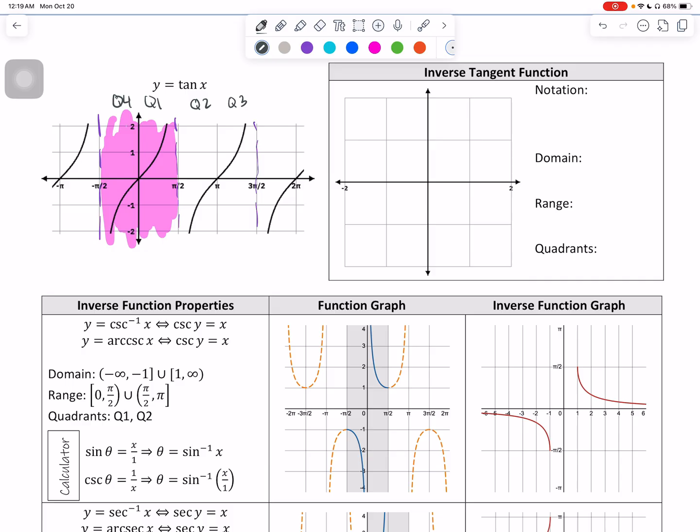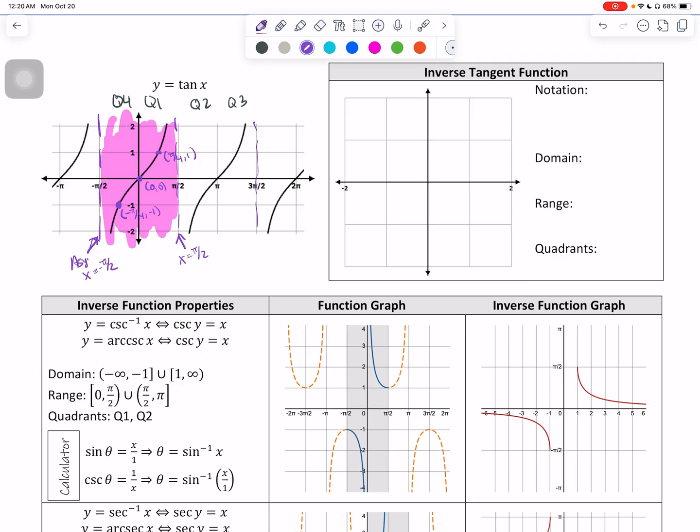All right. So there's a couple things we need to graph here besides just the points. We have points. We can state a point here. We have (-π/4, -1), (0, 0), (π/4, 1). But we also have the asymptotes, right? We have an asymptote at x equals -π/2. And this one would be x equals π/2.